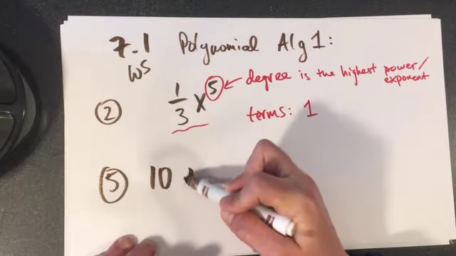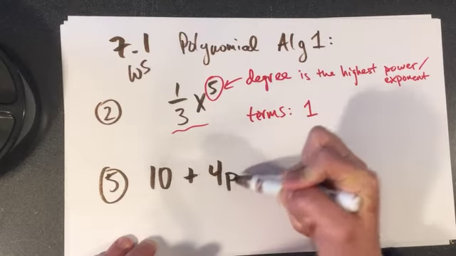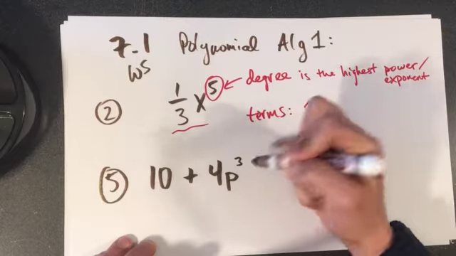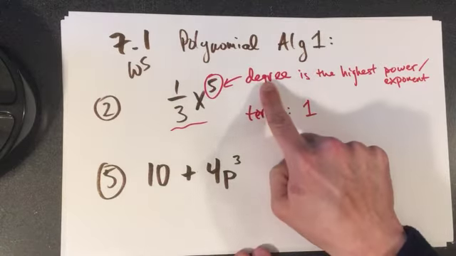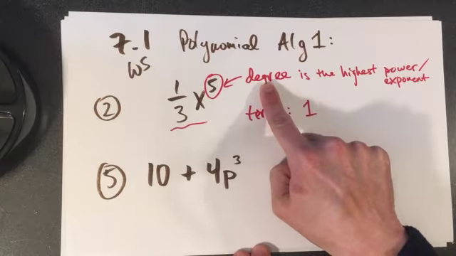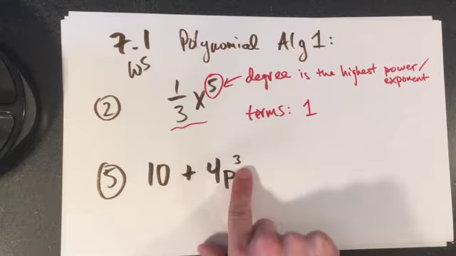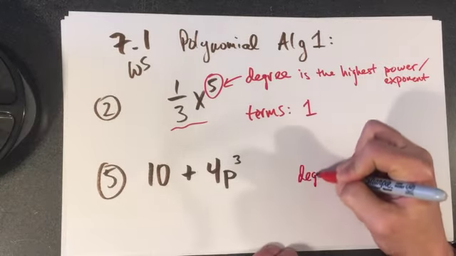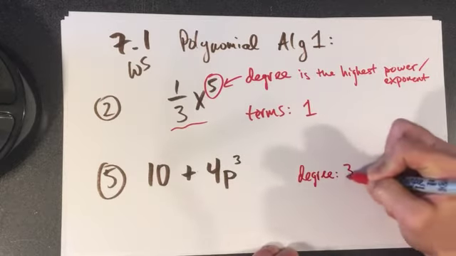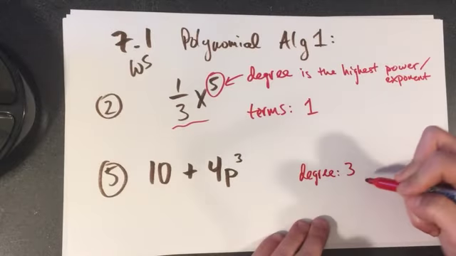We have 10 plus 4p to the 3rd power. Well, let's think about this. What's the degree of this polynomial? Well, the highest power is 3. So this is our degree, 3. How many terms are there?